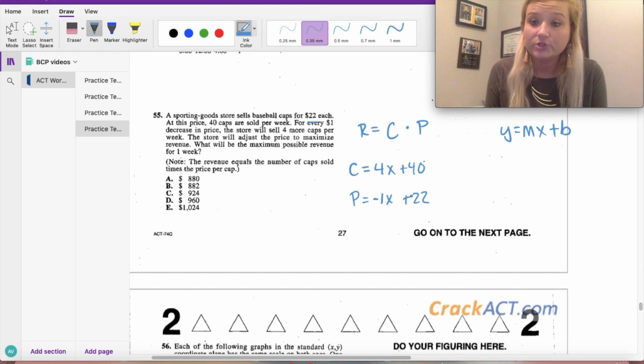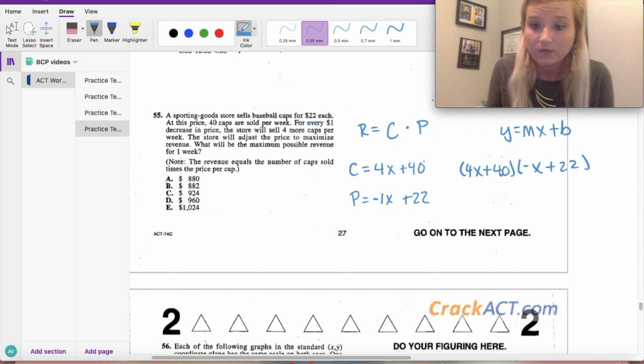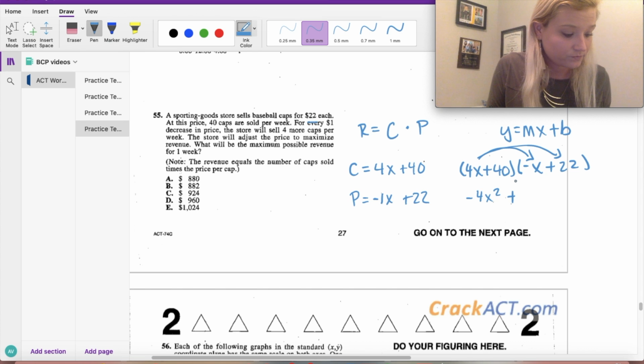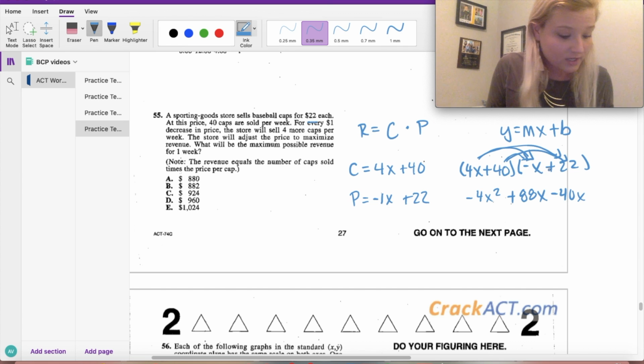Now that we have our two equations, we can put it all together into the revenue equation and just multiply these together. So we're saying 4x plus 40 times negative x plus 22. So we have to FOIL. We do this one first: 4x times negative x is negative 4x squared. Then we do 22 times 4x. That is 88x. Then we do this, so negative 40x. And last is 40 times 22, and that is 880.